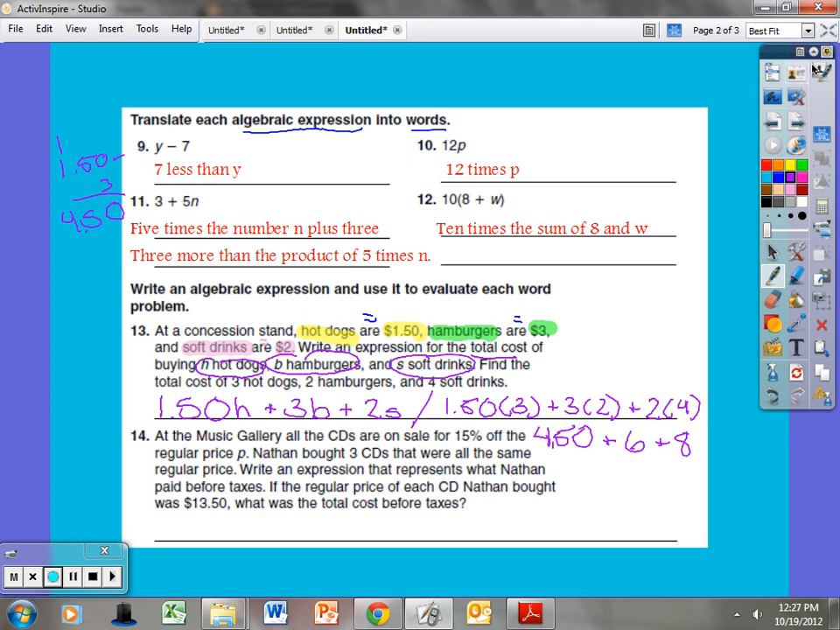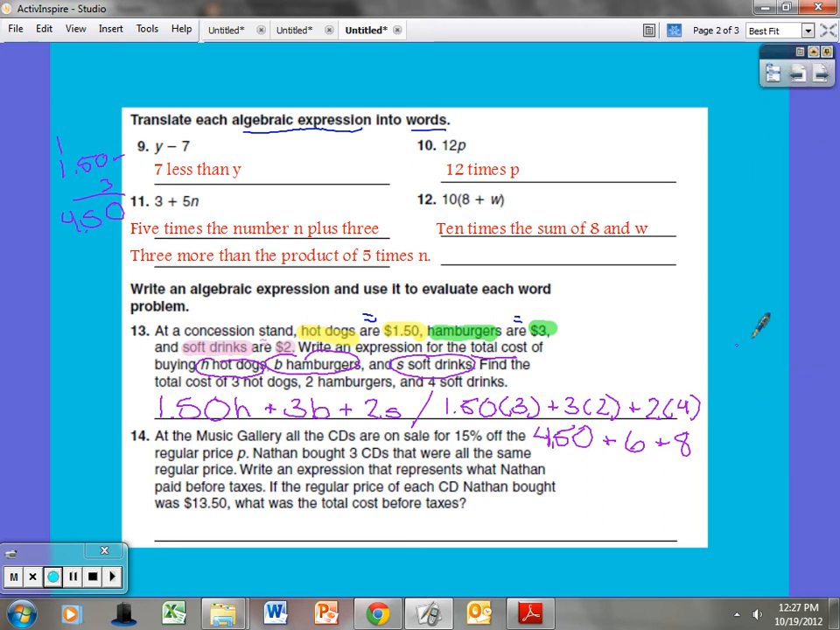Let's do some addition here. 8 plus 6 is 14. I then go $14 plus $4.50, that equals $18.50. All right. You can take a look at the last one there.